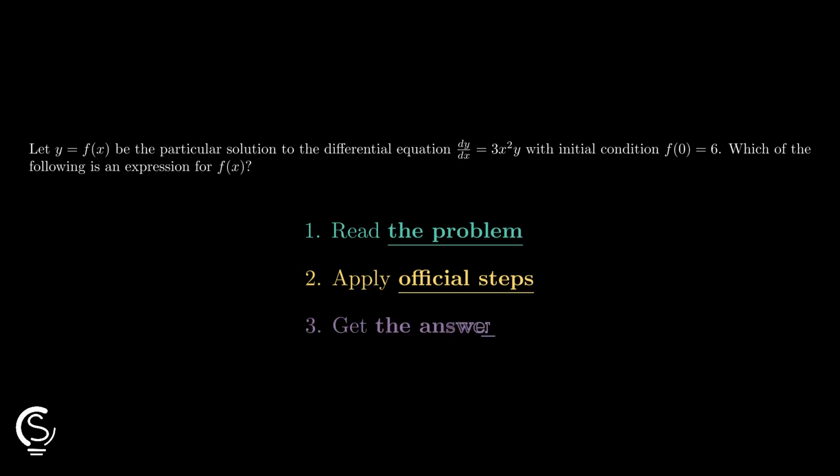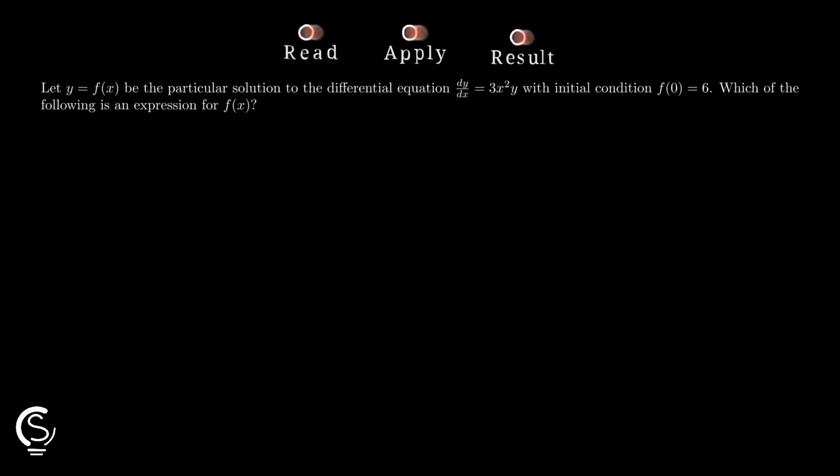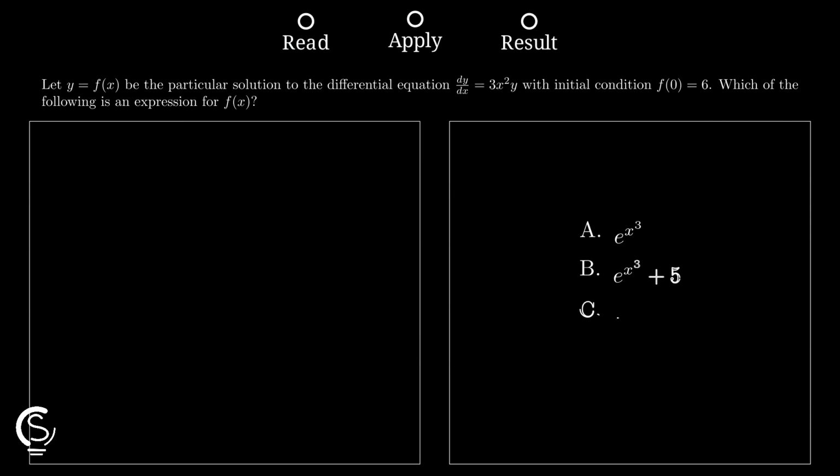Let's level up. Differential equations are simple if you follow these steps. We will solve for y and find the perfect expression right now. First, separate variables by moving y to the left and x to the right. Then, integrate both sides to get the natural log of y equals x cubed.